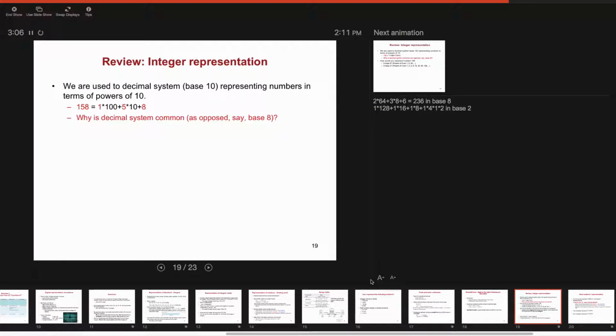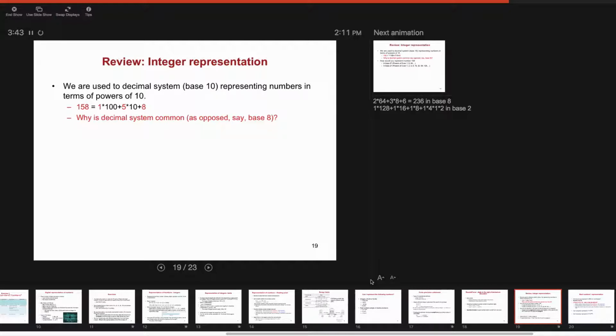What are the powers of 8? 1, 8, 64. Okay, so those are powers of 8. So what is the largest power of 8 that fits into 158? Power of 2, so that's 64. How many of those can I fit in? How many 64s can I fit into 158? 2. So I have 2 times 64, which is 128.